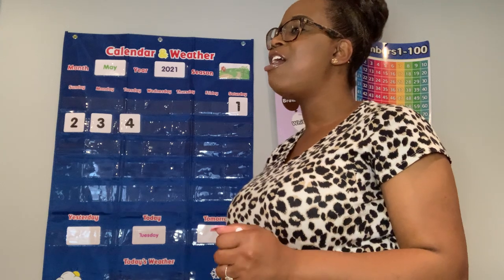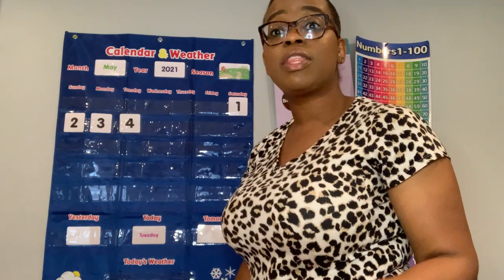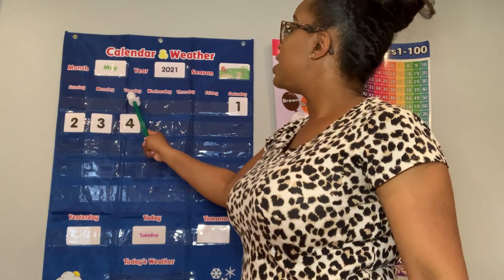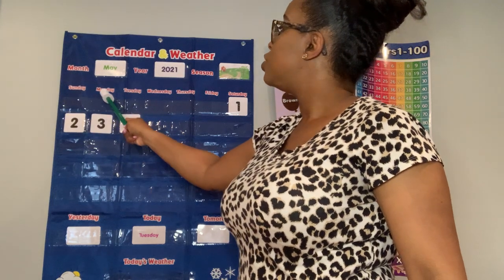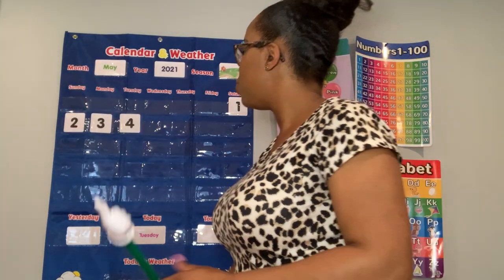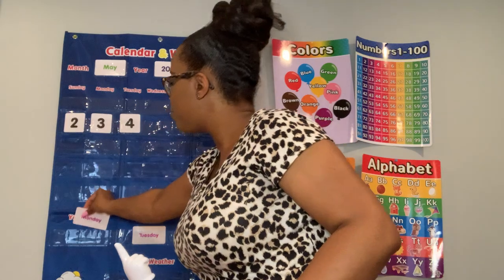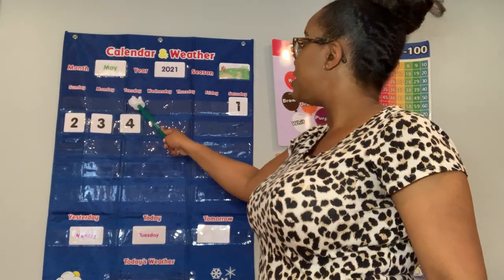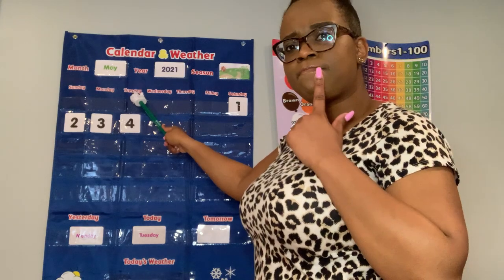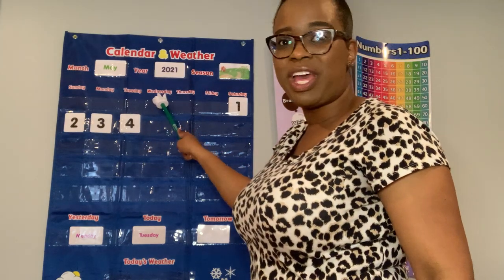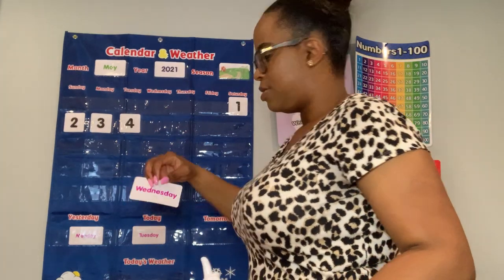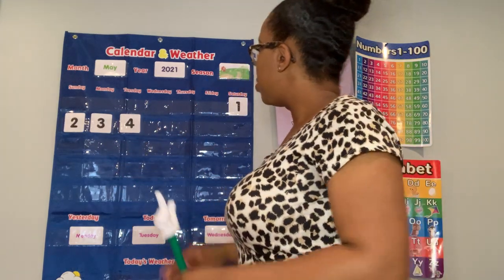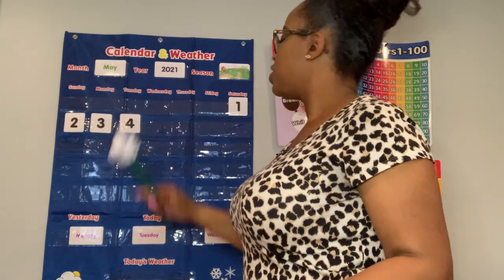So let's remember the skill we learned last week. Since we know that today is Tuesday, we're going to go back a day. So that tells us that yesterday was Monday. So we'll flip that around. So now if yesterday was Monday and today is Tuesday, tomorrow will be Wednesday. So we're almost in the middle of our week, just about.